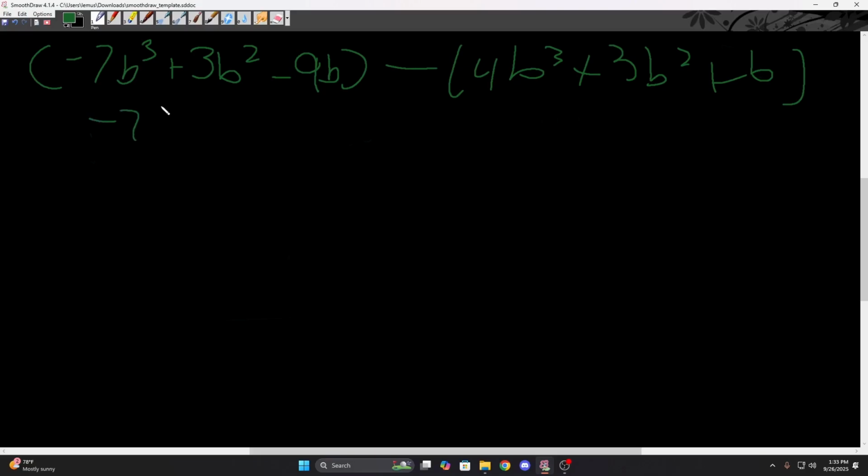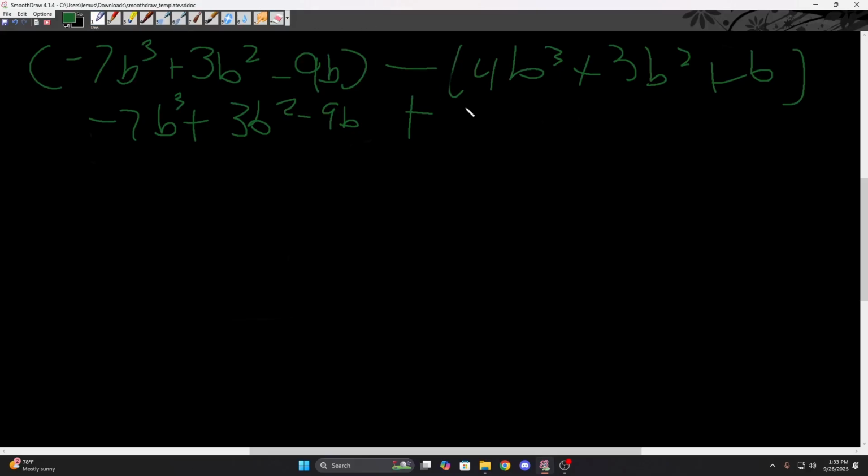So basically you would just bring this down, right? And then here you change this to a plus, because when you distribute this negative, this will automatically be a plus, right? Because negative here, when you distribute, you're just adding at that point.